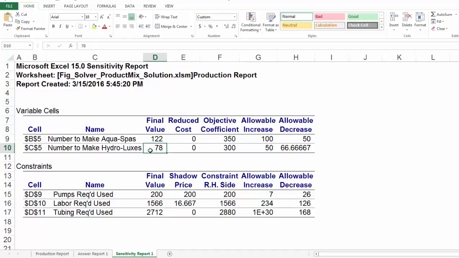And then we can calculate the new profit accordingly. That is going to be 122 times 325 instead of 350 plus 78 times 300, which is $63,050. The net impact of such a change is going to be a loss in profit. The loss will be 122 times 25, which is $3,050.